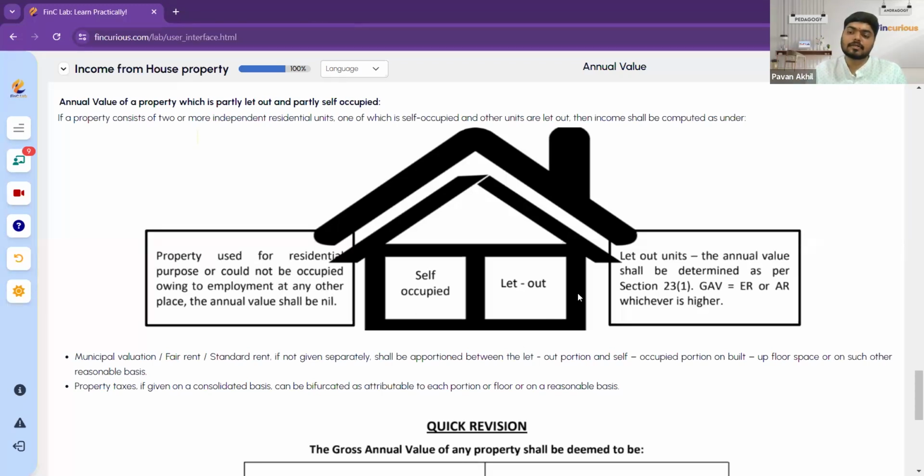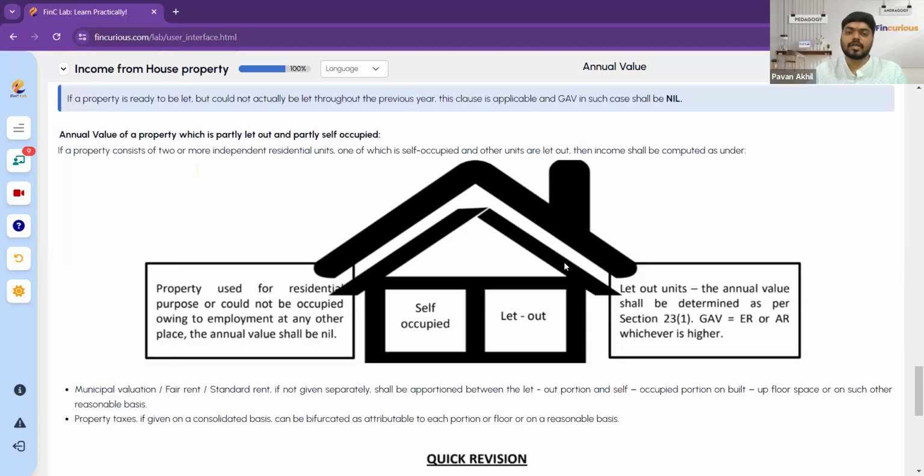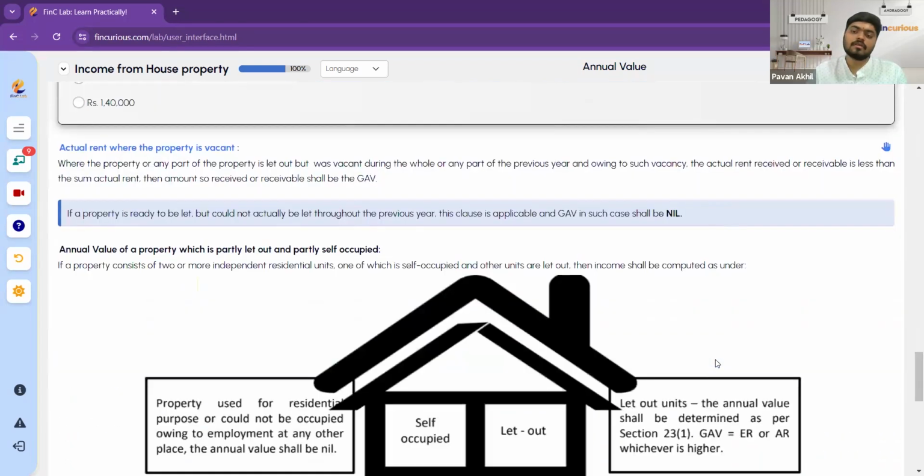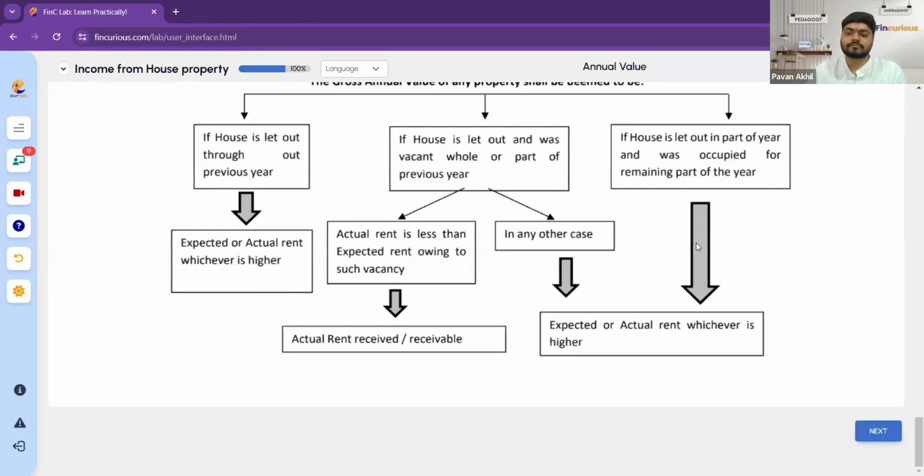And what about the let out? For the let out units, the annual value shall be determined as per section 23(1). So gross annual value is equal to ER, which means expected rent, or AR, actual rent. In this table we have already learned this. Expected rent or actual rent, whichever is higher, would be your gross annual value. So that is what they are telling again.